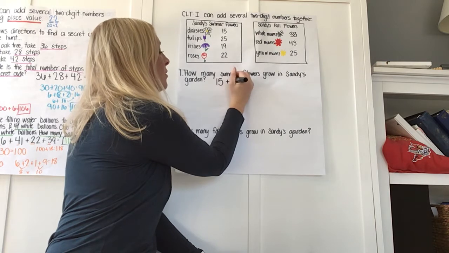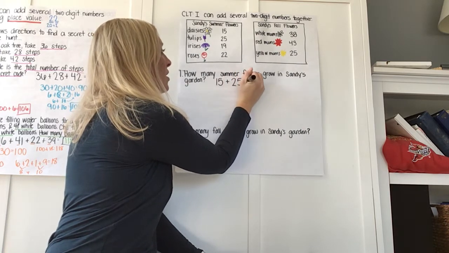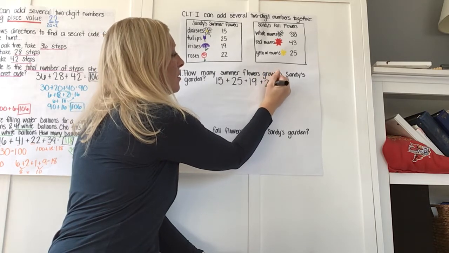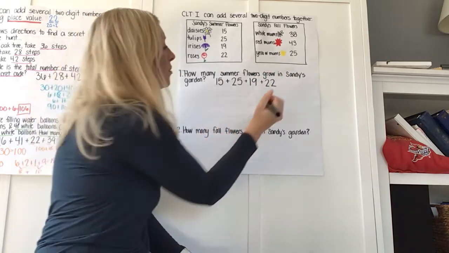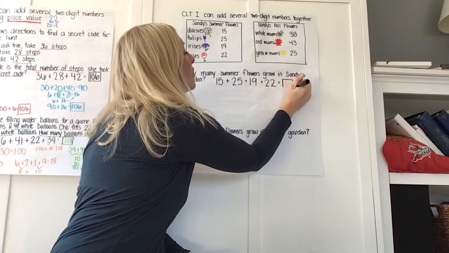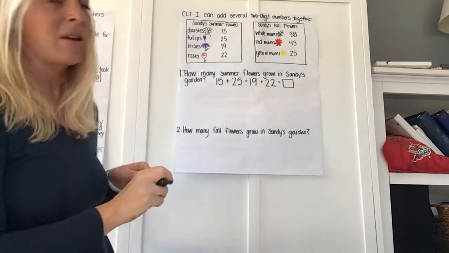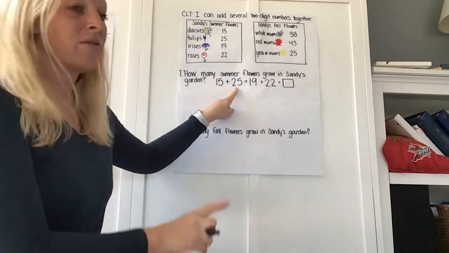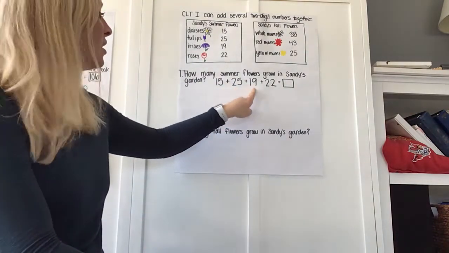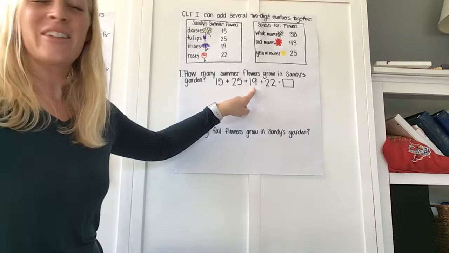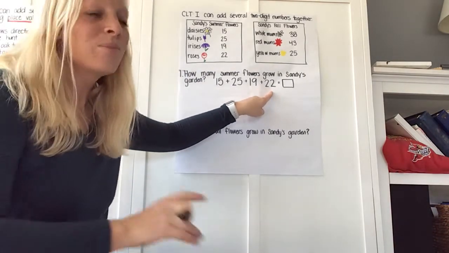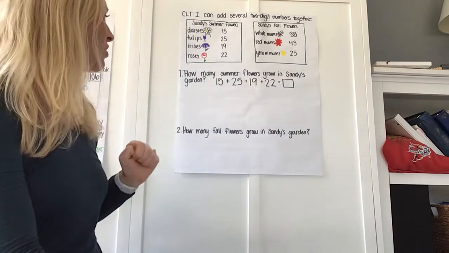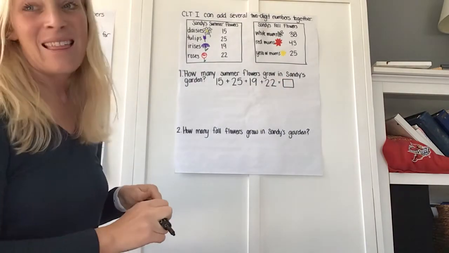15 plus 25 plus 19 plus 22 equals box, because we don't know how many summer flowers she has. 15 daisies, 25 tulips, 19 irises, and 22 roses. Stop and smell the roses. How many flowers does she have all together in the summer?